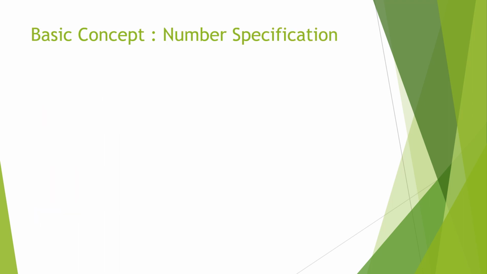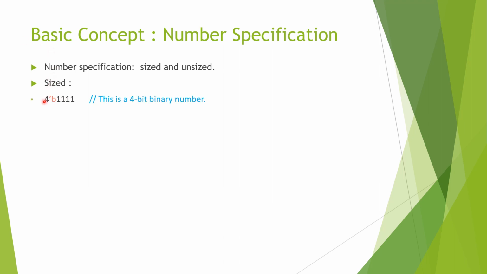Let's go over the basic concepts of Verilog. First is number specification. We can write the values in two ways, sized and unsized. To write sized values, first we need to write the number of bits. In this case, which is 4, tick B stands for binary and 1111 is the binary value. In the second case, the number of bits is 12. Tick H stands for hexadecimal and DEF is the hexadecimal value. In the third case, the number of bits is 60. Tick D stands for decimal and 516 is the decimal value.